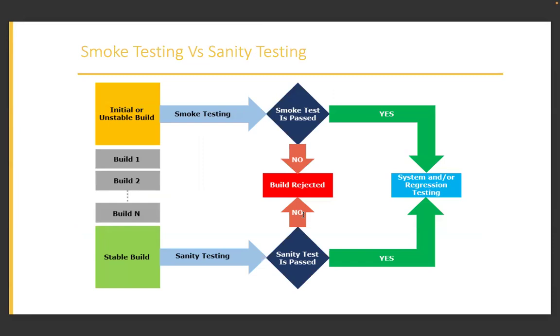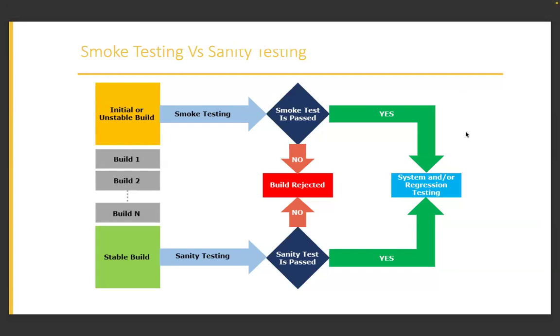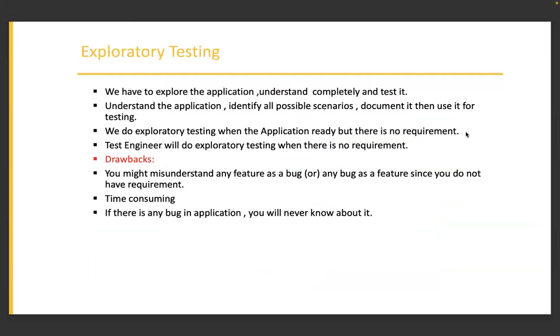Same is the case with sanity testing. If sanity testing is passed, you accept the build. If sanity testing is failed, you reject the build. Perfect. So when you accept the build, guys, you start with other types of testing such as system testing, regression testing. So that's what happens over here. Clear, everyone? Moving on to the next part, we have exploratory testing, guys.